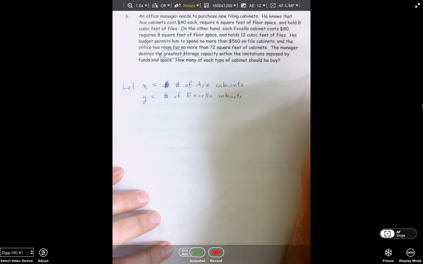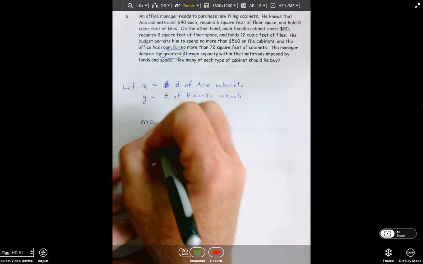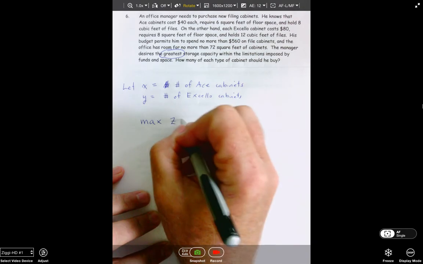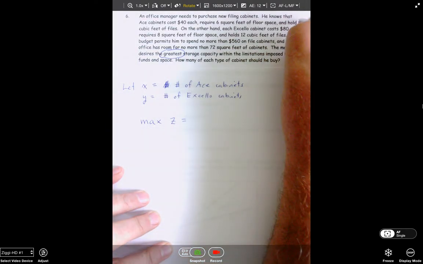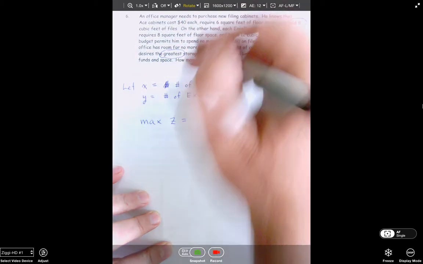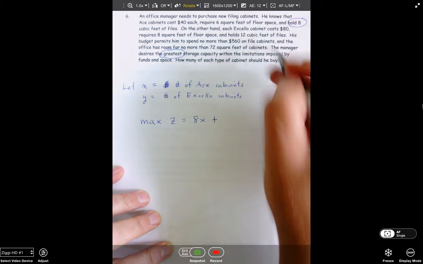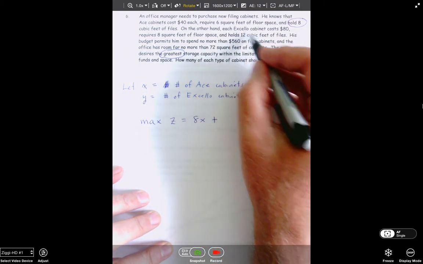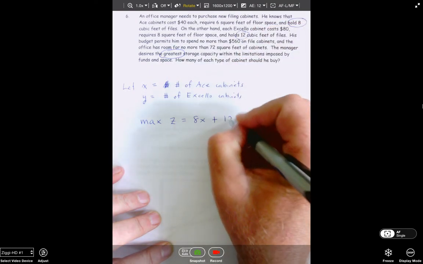Okay? First thing I'm going to do is find the maximum for Z. Now I'm trying to maximize storage. And I can see storage is 8 cubic feet for each ace cabinet, and for each Excello, it holds 12 cubic feet.